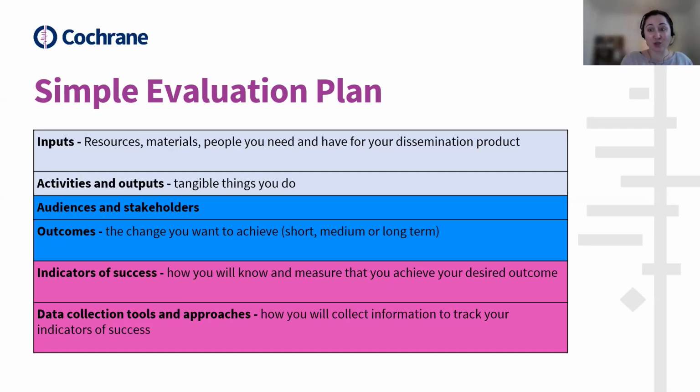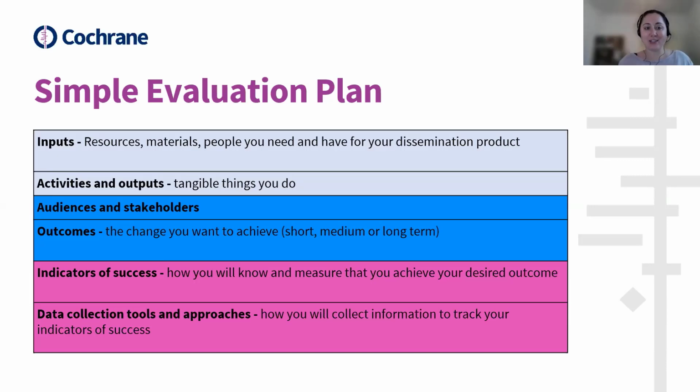What is changing in the short term, immediately? Do they have more knowledge than they had before? What's changing in the medium term? Maybe they're using that new knowledge to apply to their healthcare decision making. And then what's the long-term effect of that? Improved health outcomes, perhaps. So this is where you list in a timely way, from short, medium to long term, what you can expect to see as a result of your dissemination activity.